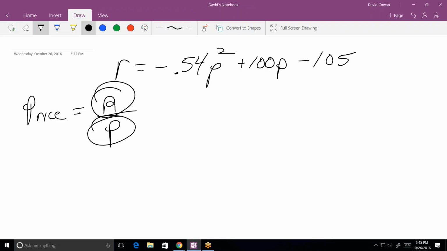Once you do, then that's your R. And if price is R divided by P, then that's the optimum price.